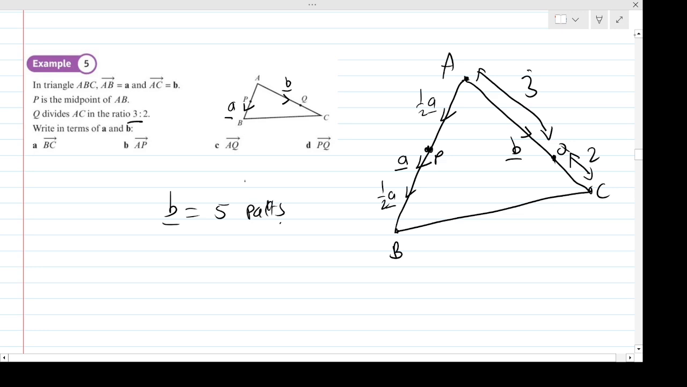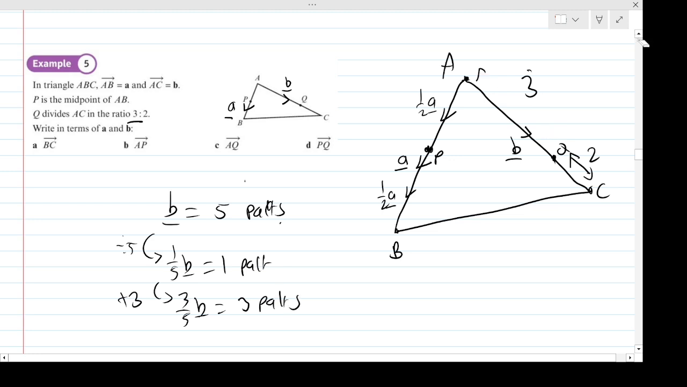So if we want to get 3 parts, we'd have to divide by 5 to get a fifth b is 1 part, and then times by 3 to get 3/5 b is 3 parts. Which means that as a vector we can say the first from A to Q, the 3 parts of the line, is 3/5 of b, okay, and Q to C would then be 2/5 of b, and that's really it.